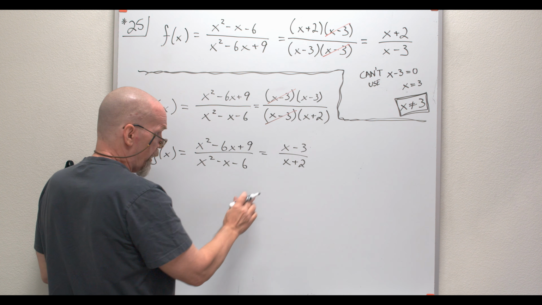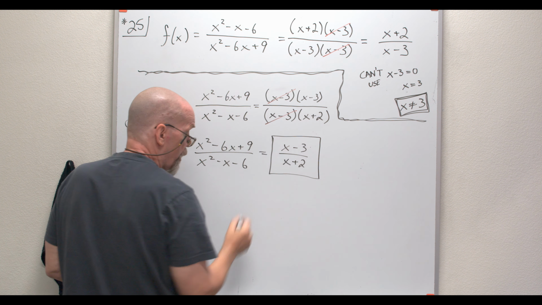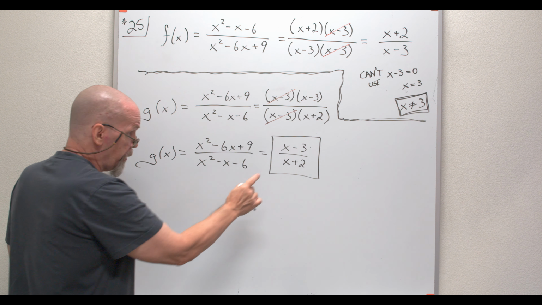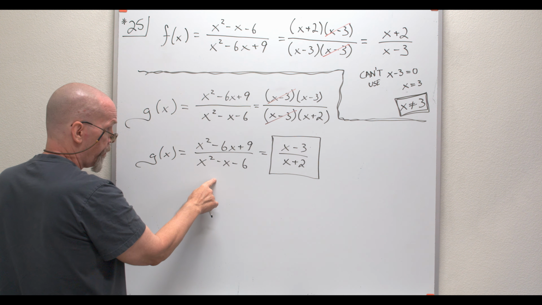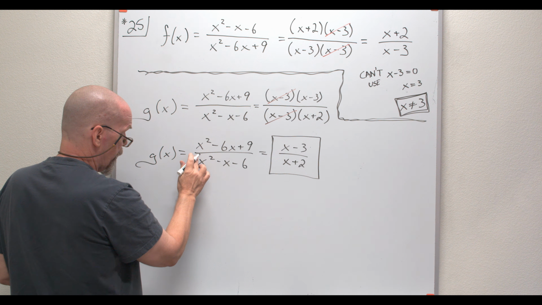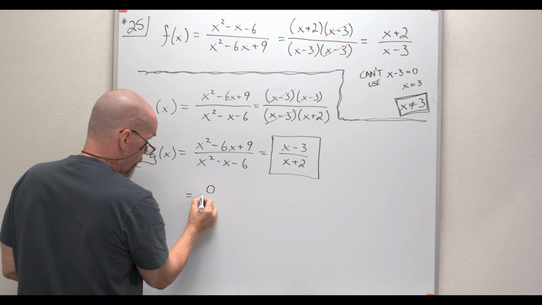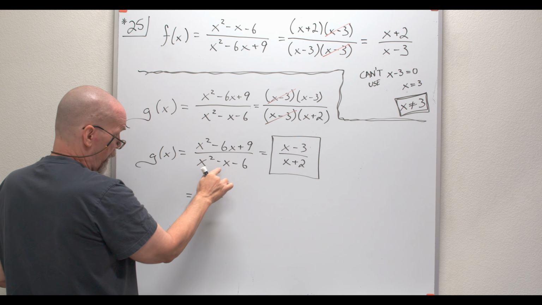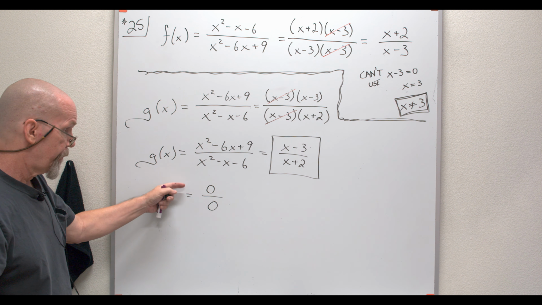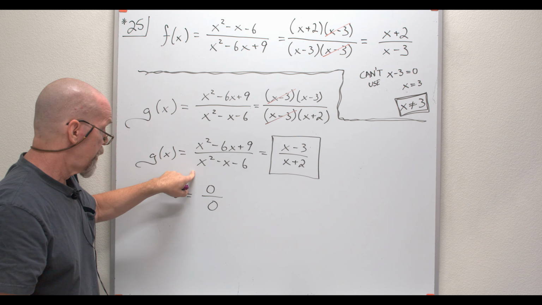If I wrote this in this way, this thing here as my final answer does not tell me that I cannot use a value of 3 for x. Problem is, I wasn't given this, I was given this. And if I use a 3 for x, I'm going to get back 3 squared is 9, minus 18 is negative 9, plus 9 is a 0, that's an issue. 3 squared is 9, minus 3 is 6, minus 6 is 0. I get back that. And that's not defined. So if I go back to where I started, I cannot use a value of 3 for x.